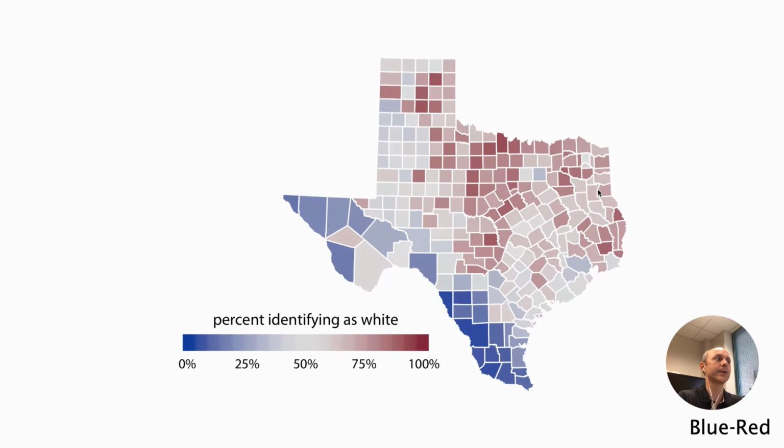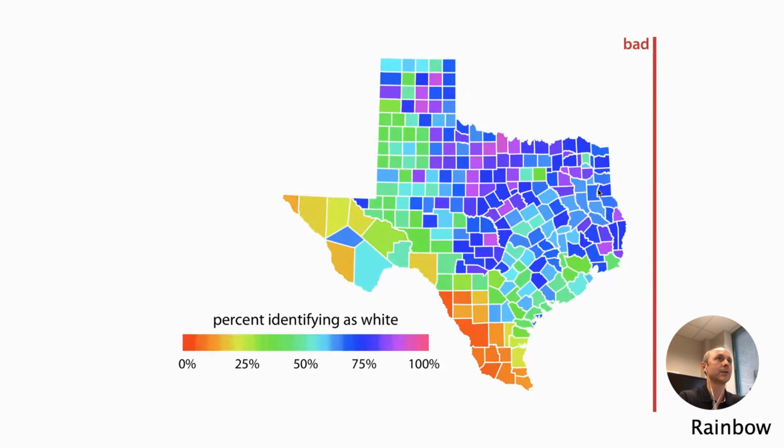Now, interestingly, with diverging scales, often rainbow is bad. Again, it doesn't make sense.